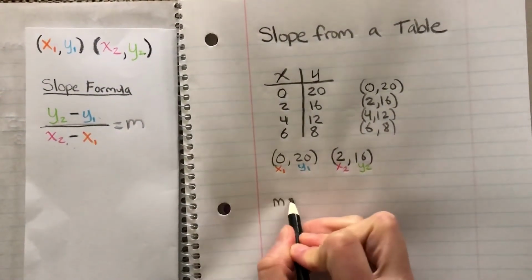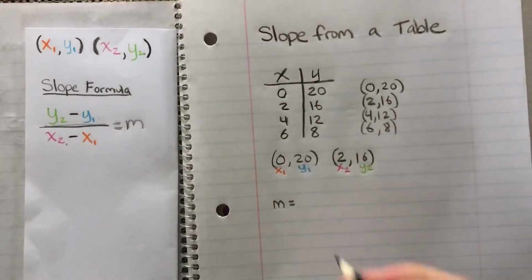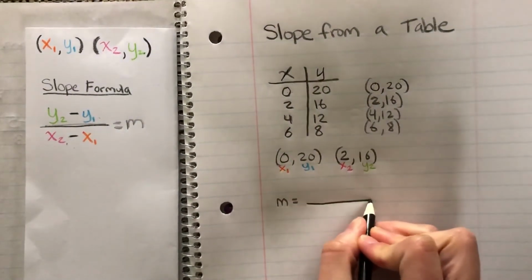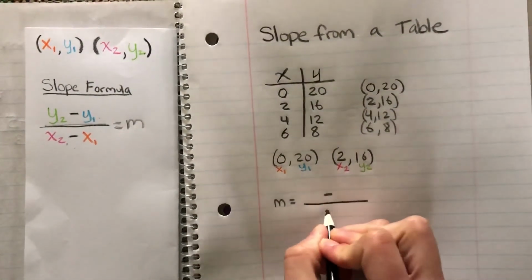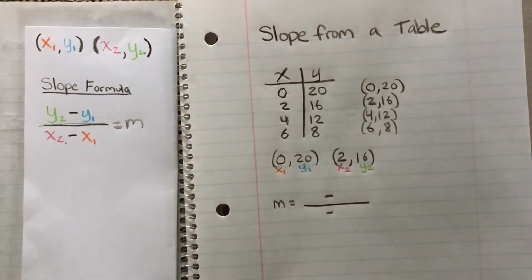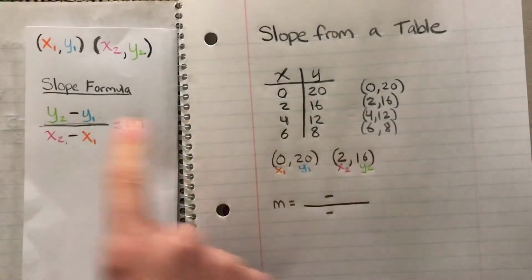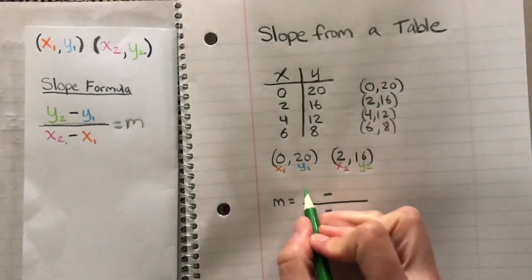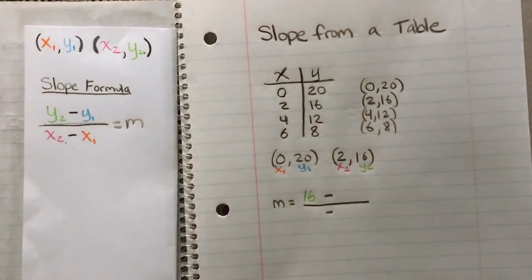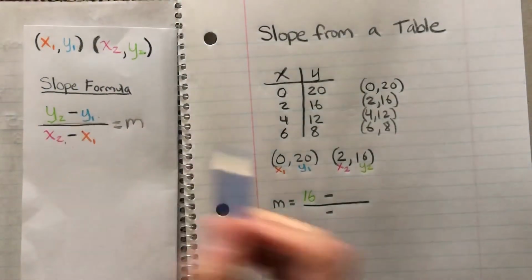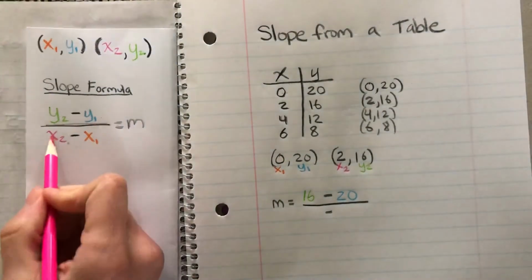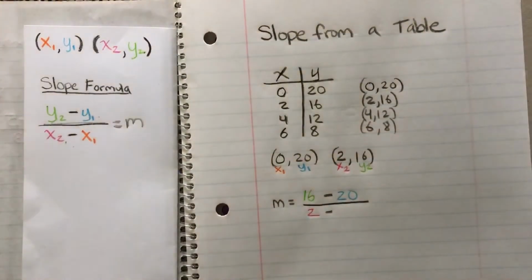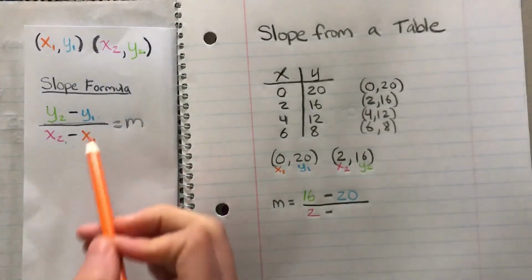So again, m is the letter that we use to represent slope, right, how our line is moving. We know we're looking at the ratio of our vertical change to our horizontal change, the difference in those values. So I'm going to organize my slope formula by substituting in the appropriate values. So again, y2 was 16. Then I have my minus sign, and I'm looking for my y1, which is 20. Then I have my x2 value, which is 2, and my x1 value, which is 0.